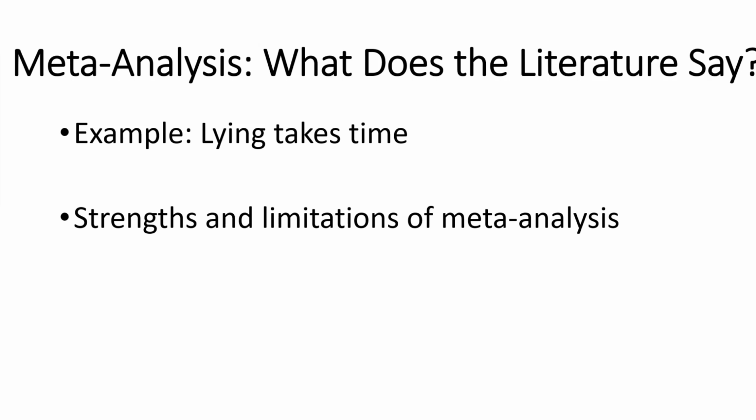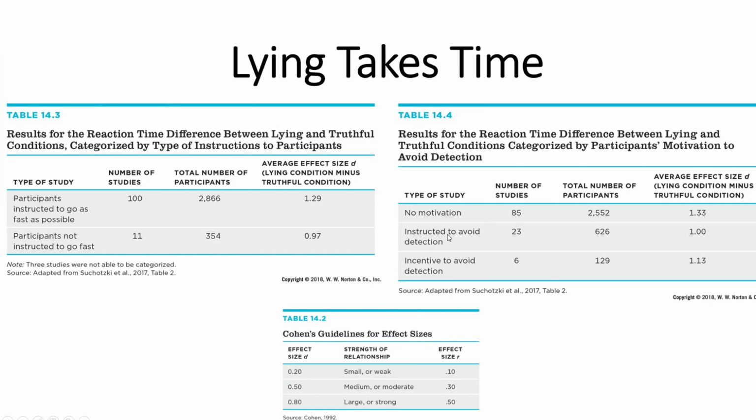So we're going to look at this using an example and then talk about some of the strengths and limitations that come with meta-analysis. And so this is going to be mostly logic and not so much new information, but that's okay. So the example here is the idea that lying takes time. So in the popular media, when you're watching TV shows, they always show criminals having a lie detector test, and there's some kind of physiological stress response associated with lying.